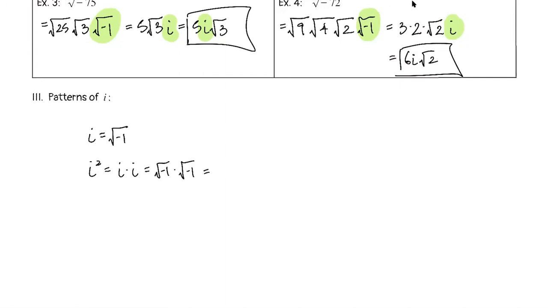Even though i is imaginary, i is the square root of -1. We see from here that i squared actually equals -1. I want us to put some stars around this because we're going to come back and use it a lot when we're simplifying: anytime we see i squared, we want to replace it with a -1.